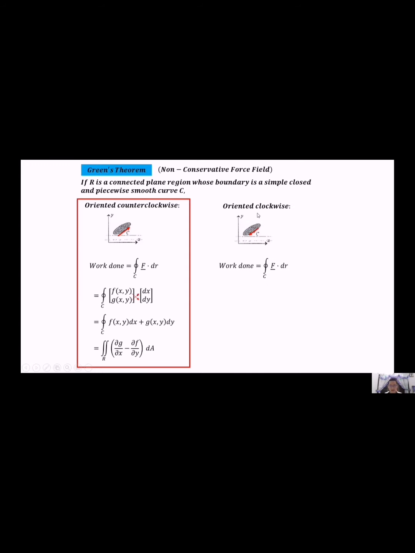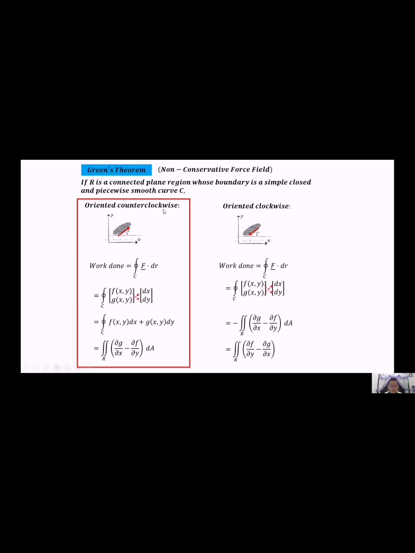If you want to use Green's Theorem, the first thing to check is to make sure that the closed region is a non-conservative force field. There are two conditions here: one is oriented counterclockwise and the other is oriented clockwise. A conservative force field means the starting point and the end point are the same for a closed circle, so that we can conclude that it is a non-conservative force.